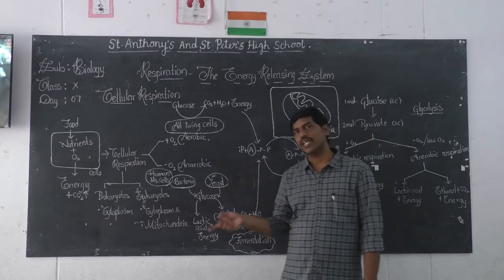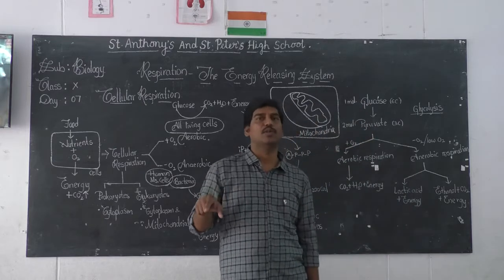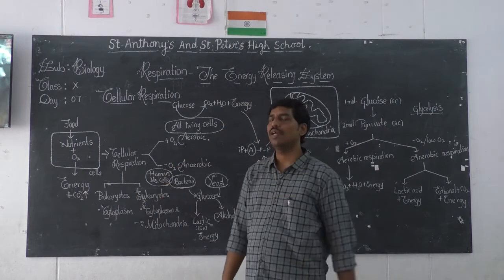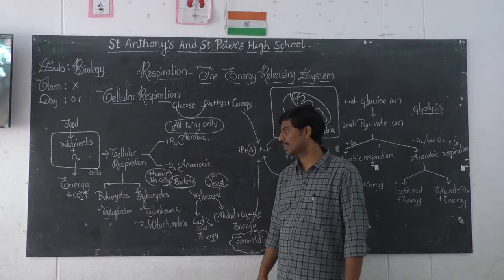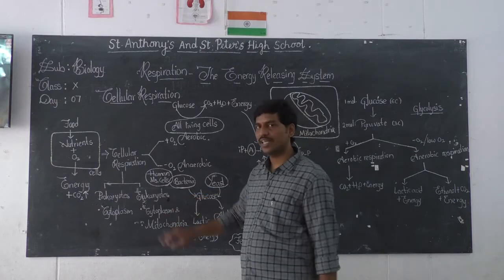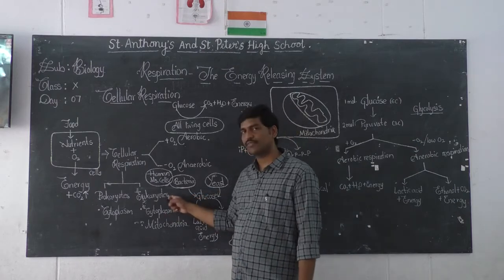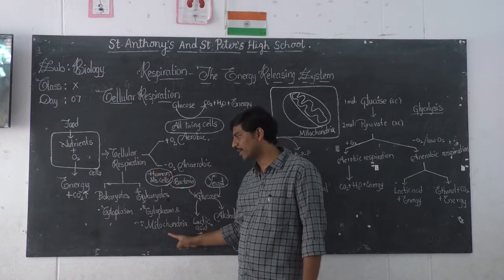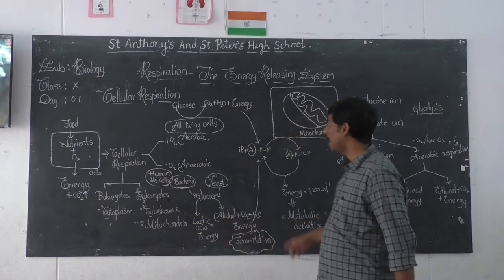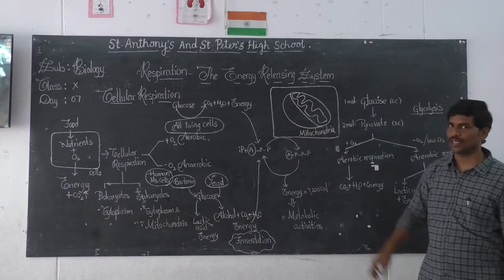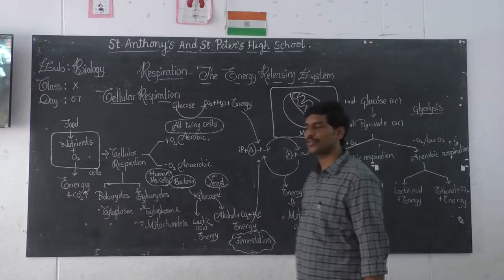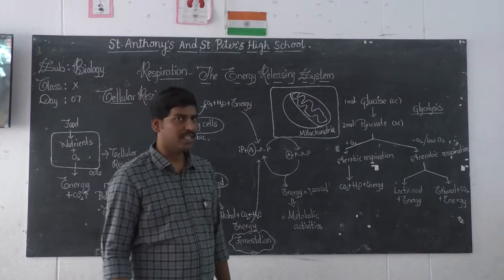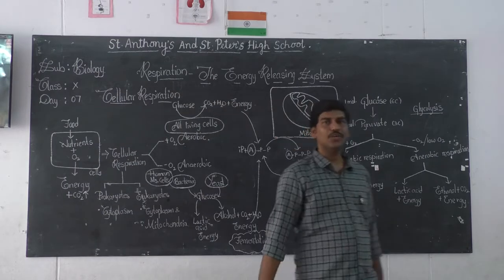That means what? Nuclear membrane is present, and nuclear material is present in the nucleus. That is not present in the cytoplasm. Such organisms are called eukaryotes, and in eukaryotes the site for cellular respiration is the cytoplasm and mitochondria. I hope children you know about the mitochondria, right? What is mitochondria actually? Mitochondria is a cell organelle. So it is present in the eukaryotes.